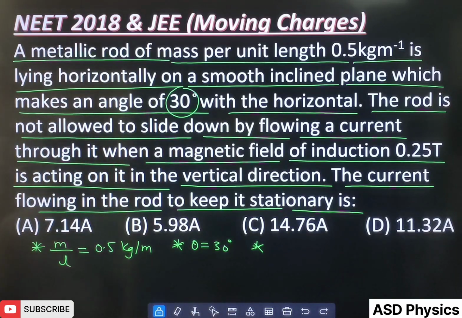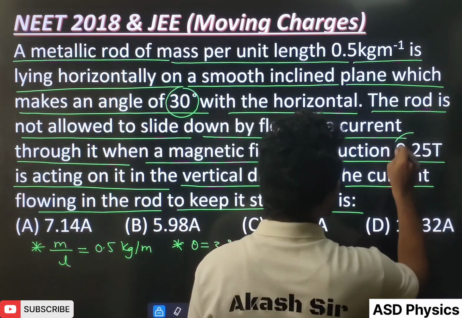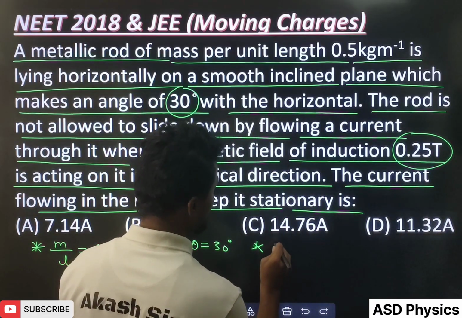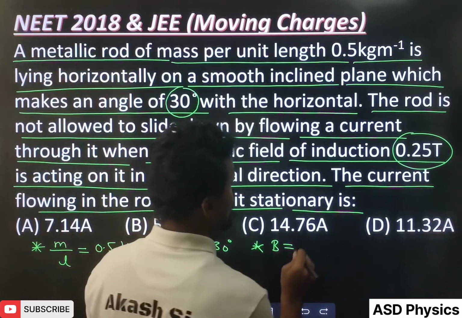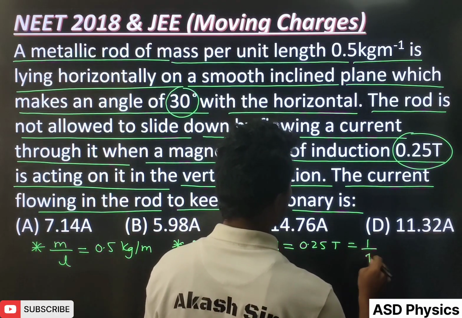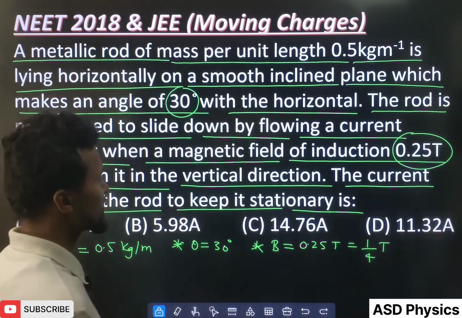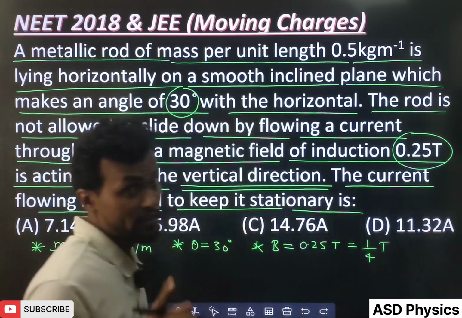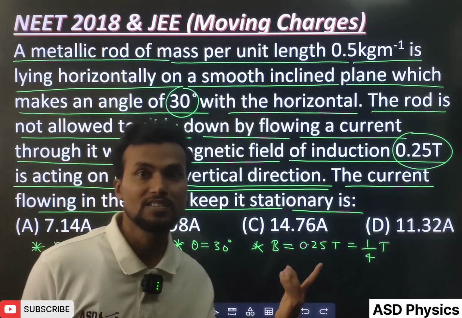Next, what is given here? One magnetic field is there, of how much value? 0.25 Tesla, or we can say 1 by 4 Tesla also, the magnetic field of induction, or simply the magnetic field. We can write here 0.25 Tesla, or even 1 by 4 Tesla. And this magnetic field is in which direction? They have mentioned the vertical direction. Now in the question, what they are asking is the current flowing in the rod. So they are asking the current flowing in the rod.